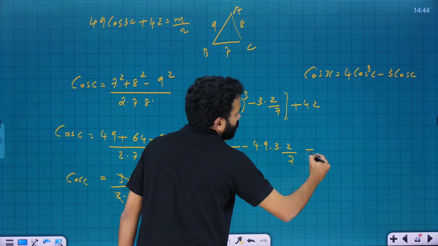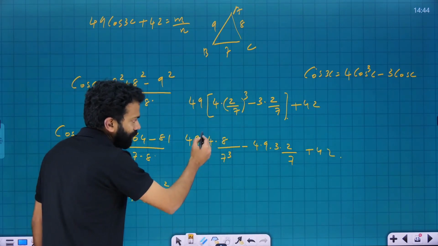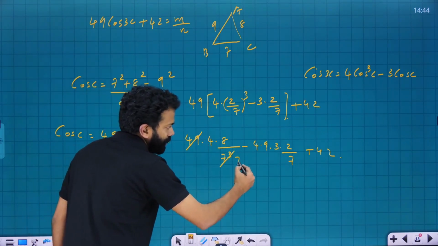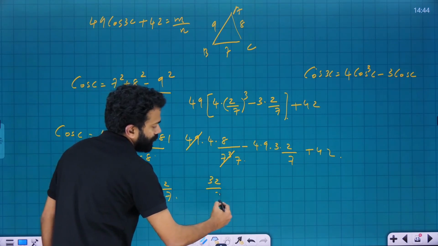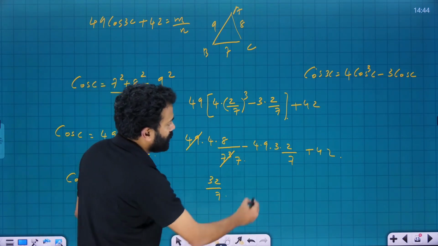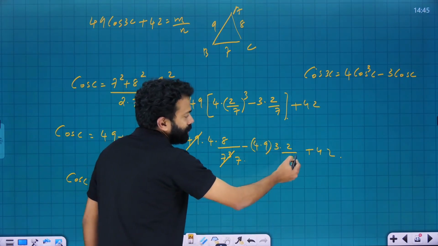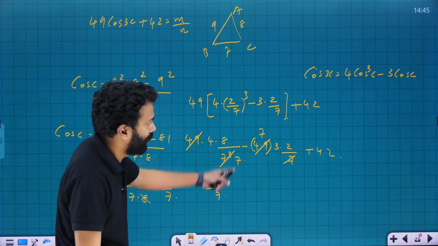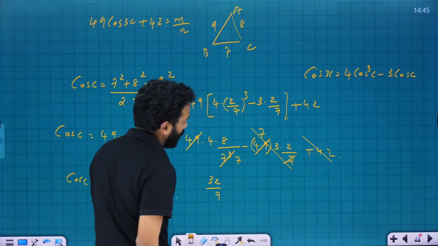Plus 42. So, 49 is 7 square, right? That 7 square and this 7 square will get cancelled. Another 7 is there. What is 4 into 8? 32. That becomes 32 by 7. I put a dot in between. See, this becomes into 7. What is 7 into 3? 21. And what is 21 into 2? 42. And this 42 and this 42 got cancelled.